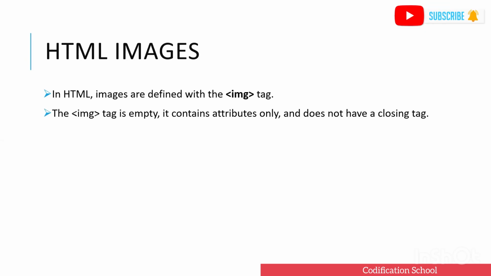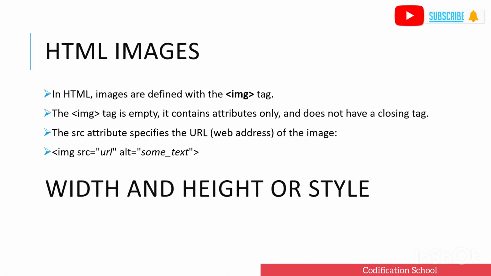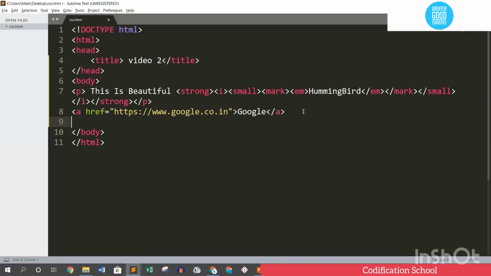The image tag is empty, it contains attributes only and does not have a closing tag. The source attribute specifies the URL, the web address of the image, and this is the place where you need to mention the file path or the URL from where the image will be fetched. So let's go here and check out how we can do this.